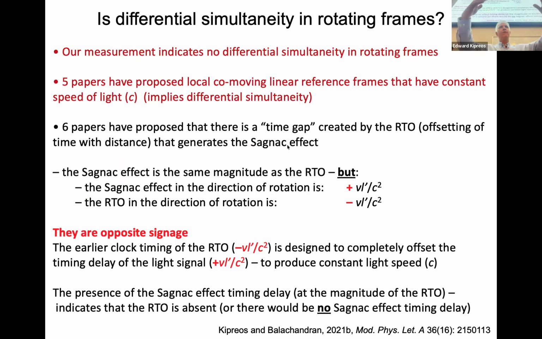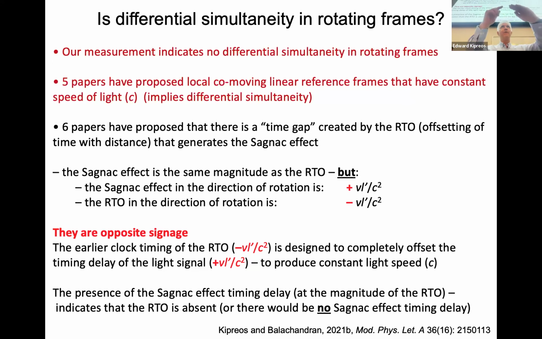And what they're looking at, if you have a cylinder and you say, well, time is going to be offset with distance. So if you just think about it and you start off at this point, by the time it comes here, you're going to have an earlier time by the RTO. But the problem is that they're trying to say that earlier time is the Sagnac effect.